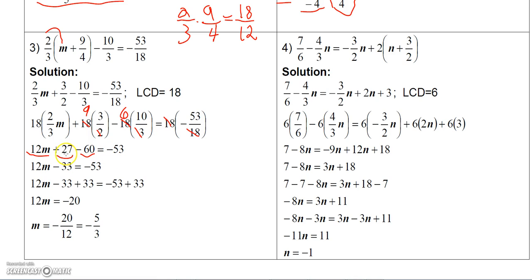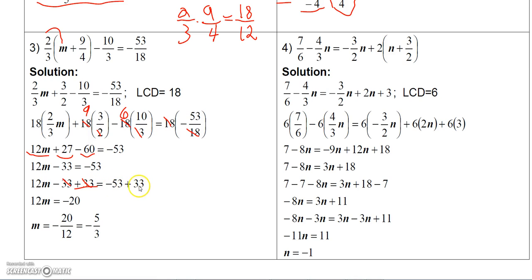And so now let me go ahead and combine these two terms. 27 minus 60 would give me a minus 33. And so I've got 12m minus 33 equals minus 53. Now I want to get the 12m by itself. So what I can do is add 33 to the left-hand side. If I add 33 to the left-hand side, that'll just cancel the minus 33. But if I add it to the left, I also must add it to the right.